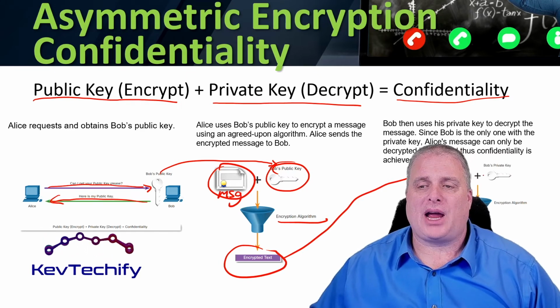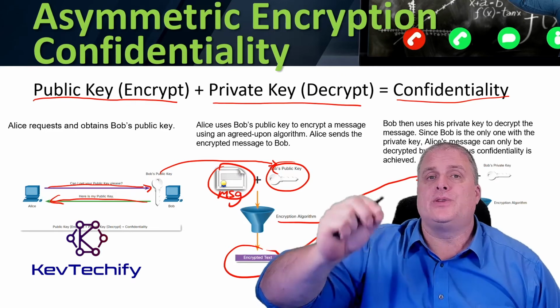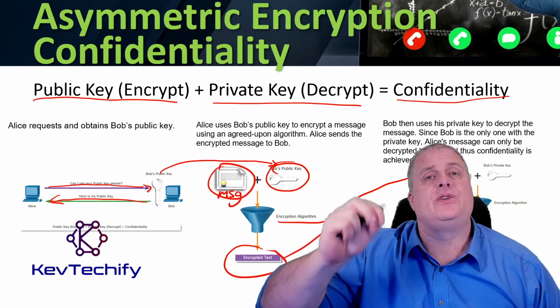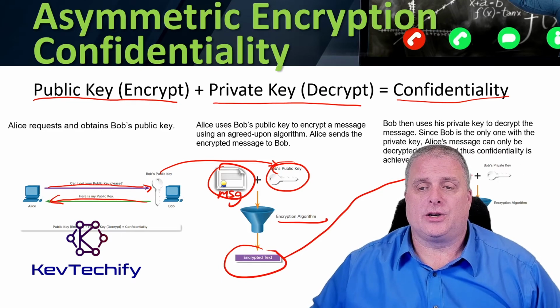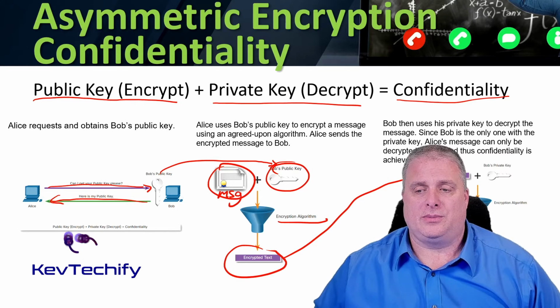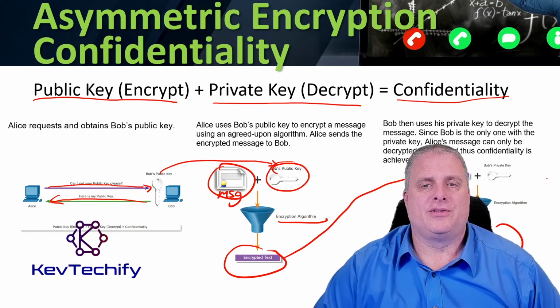Bob then takes his private key, because once again, remember, it's asymmetric. So Bob can't use his public key to decrypt it. He needs to use the private key to decrypt it. So Bob takes the encrypted text with his private key, runs it through the algorithm, and gets that message that Alice sent. So that's how we get our message, using the private key for decryption.